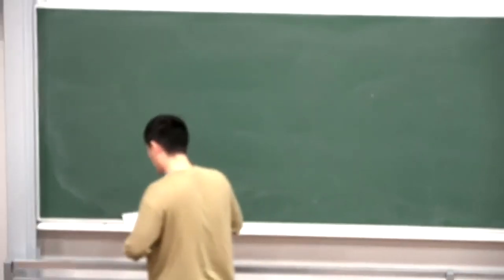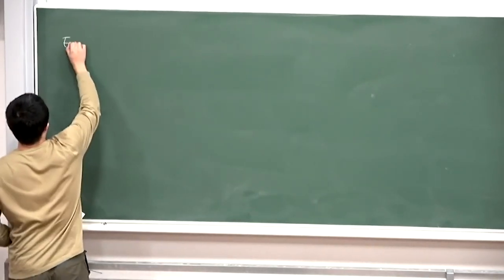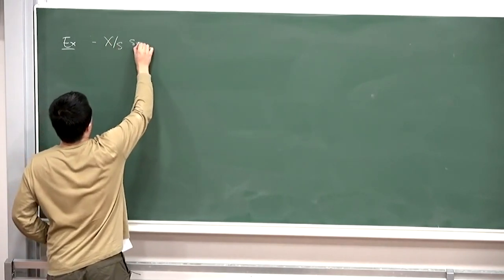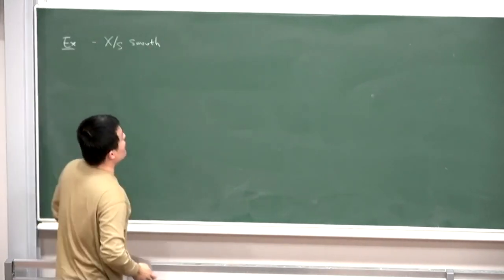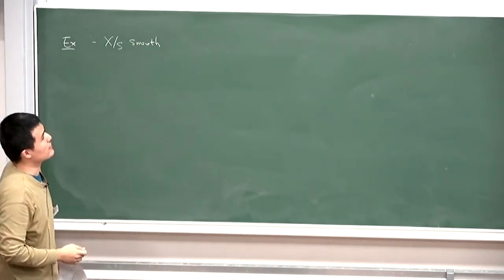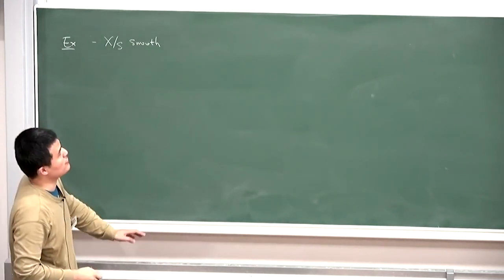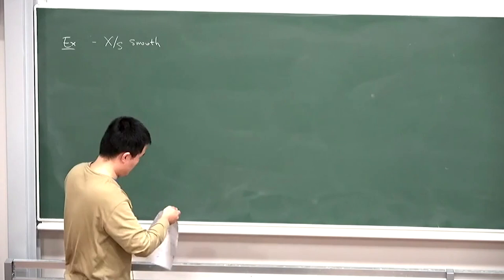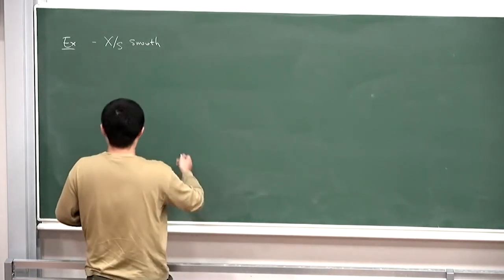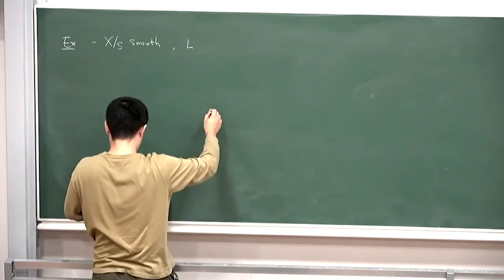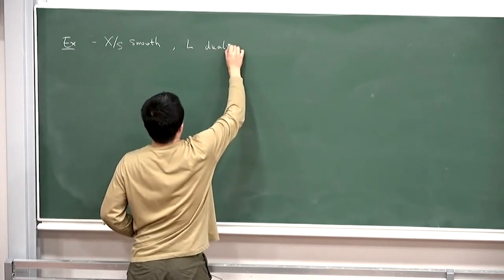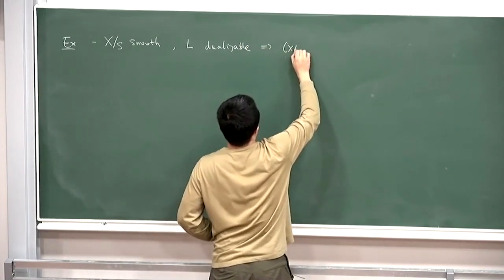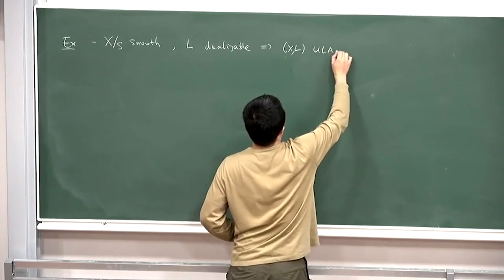All these are way too abstract, so I'll make some examples. For example, if X over S is smooth, then any base change of X over S is still smooth, and you have the smooth base change. So in that case, that map can be simplified. And if L is dualizable, that means that X, L is ULA over S.